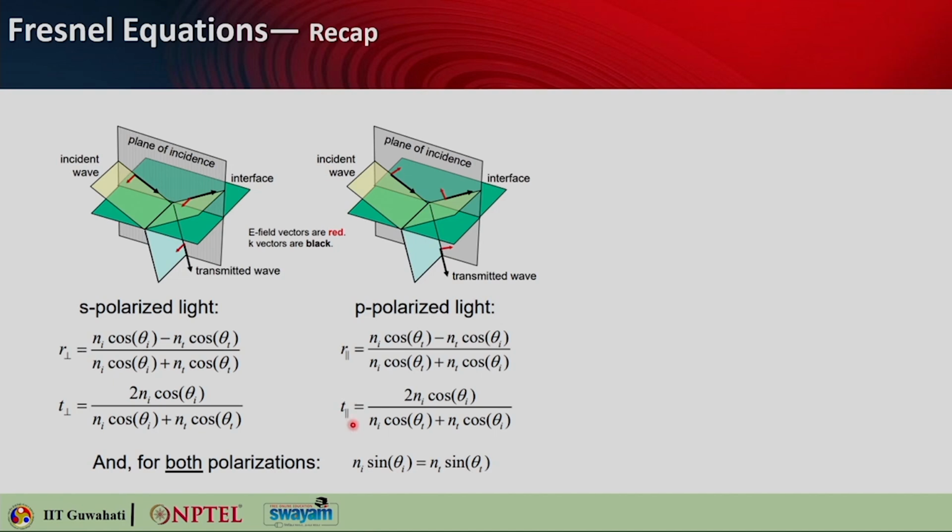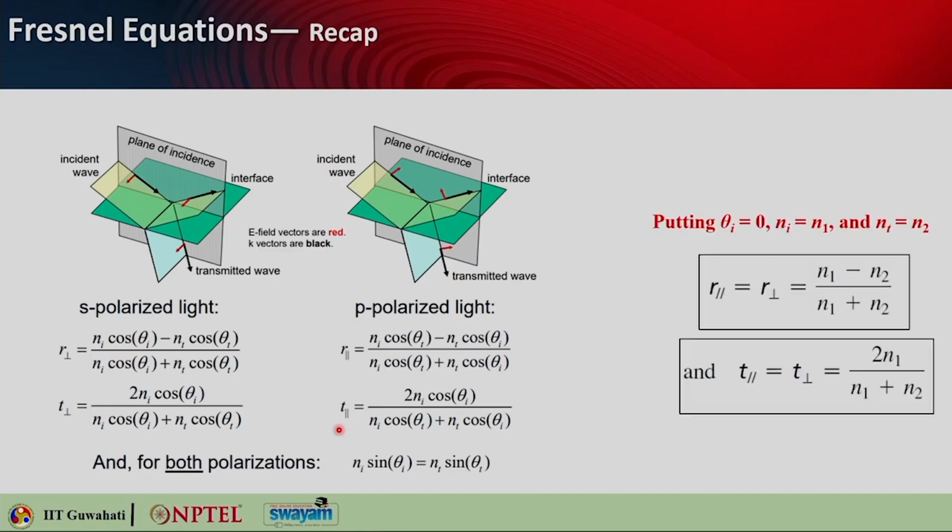And we have seen that in the case of normal incidence, that is when theta i equals 0, these equations basically become simple. So R parallel will become equal to R perpendicular, and that boils down to a very simple equation, that is n1 minus n2 over n1 plus n2. What is n1, n2? n1 is the refractive index of the first medium, n2 is the refractive index of the second medium. We also can see that the transmission coefficients T parallel and T perpendicular will also become the same, and they will become 2n1 over n1 plus n2.